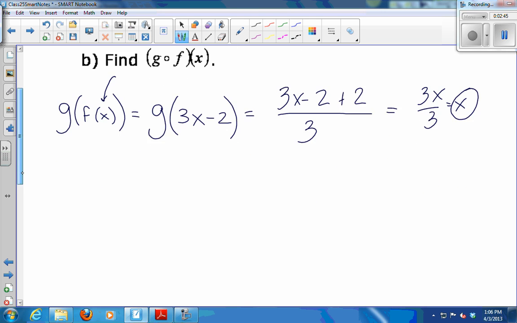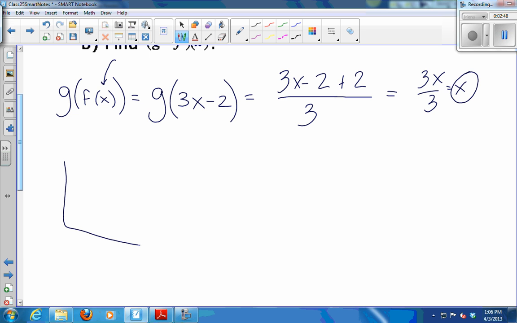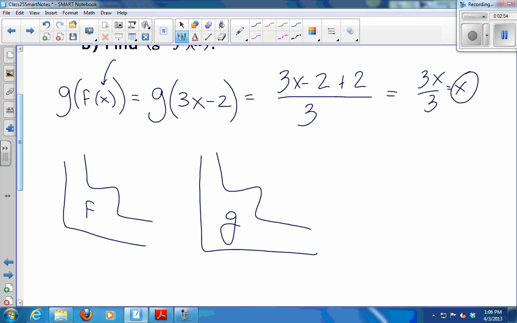So if I drew a picture of this with the function machines, f is my first function, g is my second. I put an x in, I got f of x out. I took that f of x and put it into g, and out came x again.